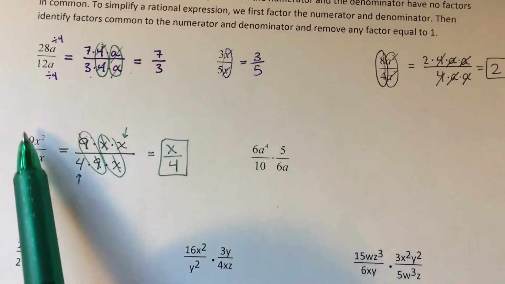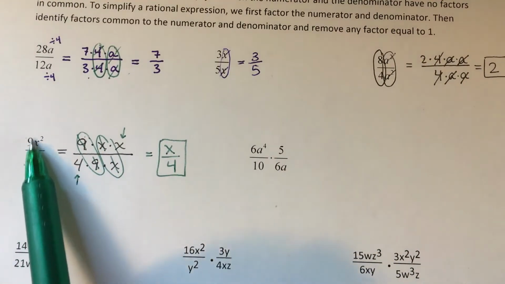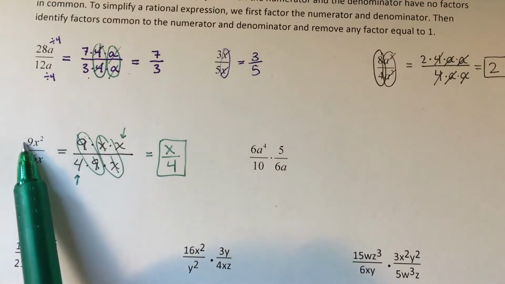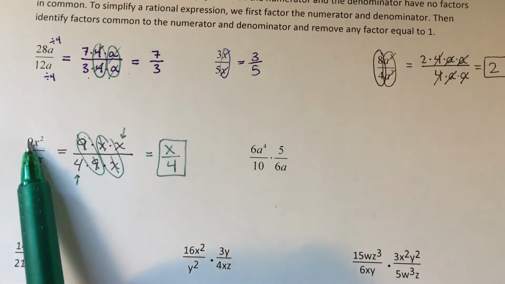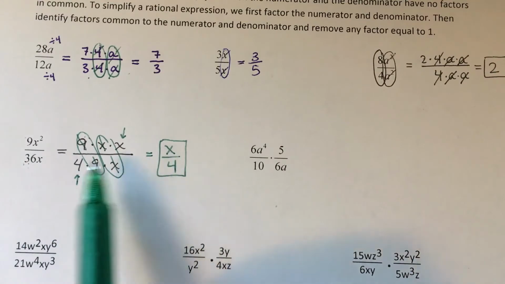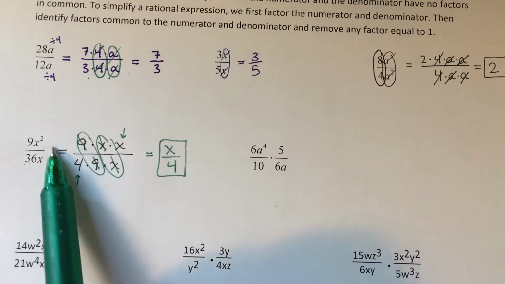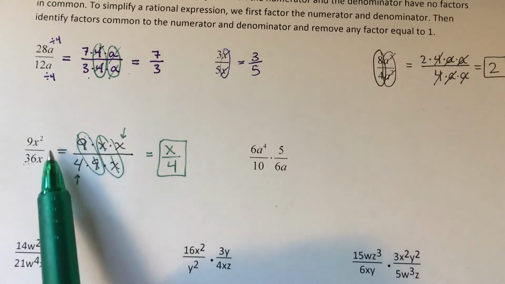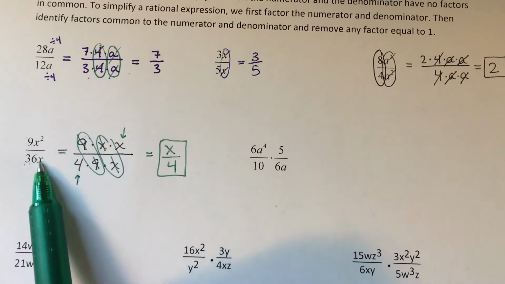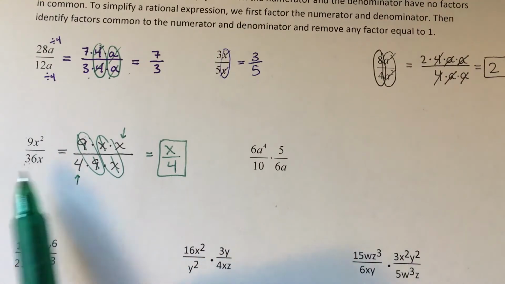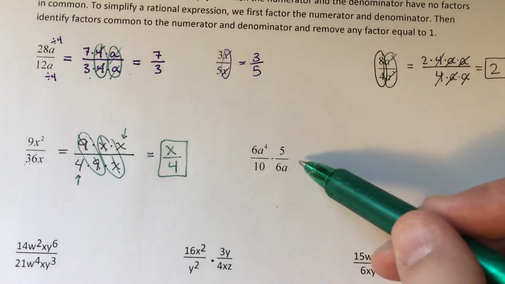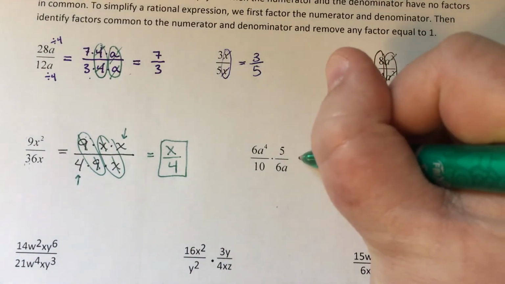Another way to look at this, remember, is just reduce the numbers first. So 9 divided by 36 would be 1/4, because 9 goes into 36 4 times. And then x squared divided by x, there's one x left in the top. So another way to look at it is to subtract the exponents. Let's maybe do that with this one.